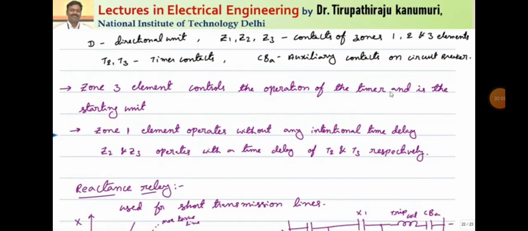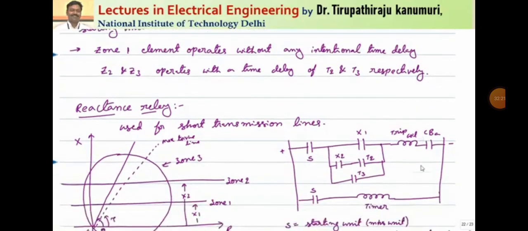So I am just summarizing here. The zone 3 element controls the operation of the timer and is the starting unit for this. The zone 1 element operates without any intentional time delay. Z2 and Z3 will operate with a time delay of T2 and T3. So if the fault happens in whatever zone, accordingly the corresponding relay will operate.